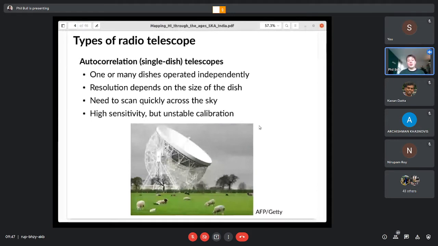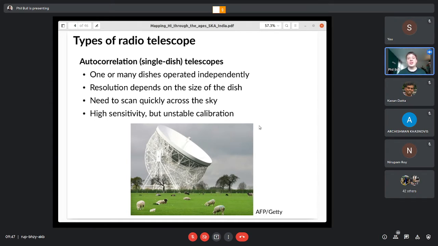Types of radio telescopes. So I'm actually going to talk about what I think are the two main configurations of radio telescopes that you might want to do intensity mapping with. So the first one is the simplest, I guess, which are the single dish telescopes or autocorrelation mode. And that's where you have one or possibly many dishes and you operate them independently. You don't correlate the signals between the dishes. You just detect the total power from the dishes.